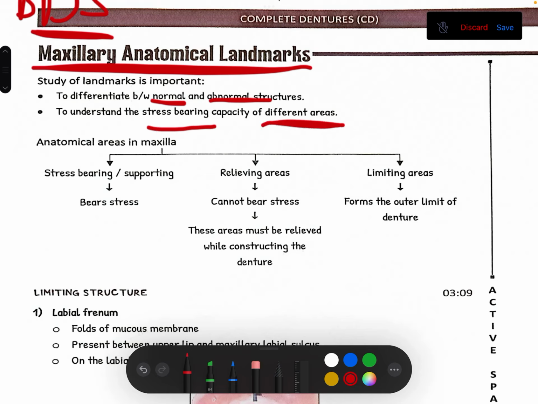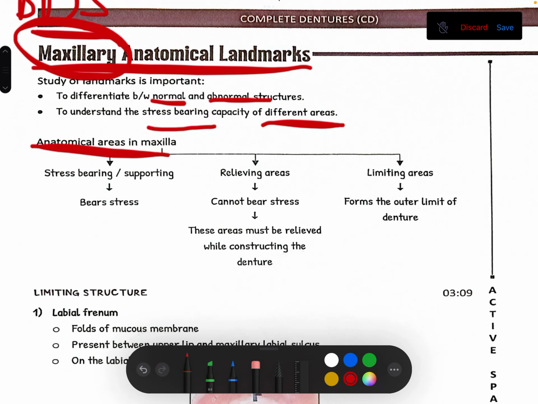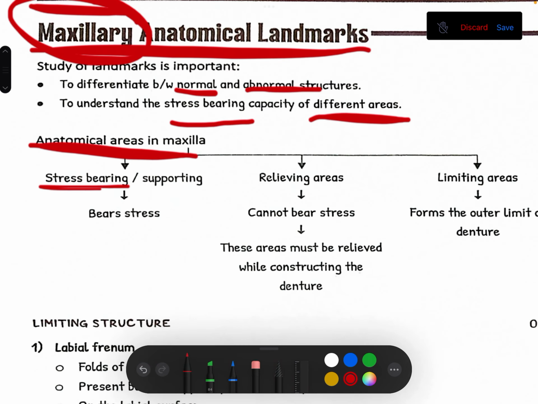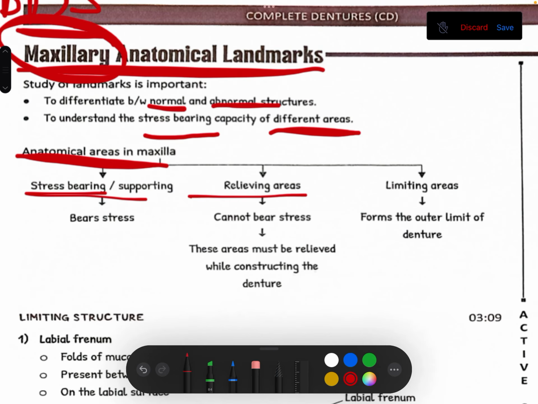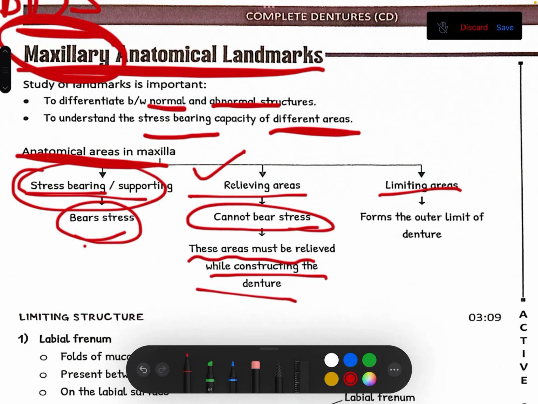Now, anatomical areas क्या क्या होते हैं mandible के, maxilla के. So we are going to first cover maxilla. Stress bearing areas होते हैं, relieving areas होते हैं, and we have limiting areas. Stress bearing areas means which areas can bear stress. Relieving areas means they cannot bear stress. These areas must be relieved while constructing the denture and they are not capable of bearing the stress.